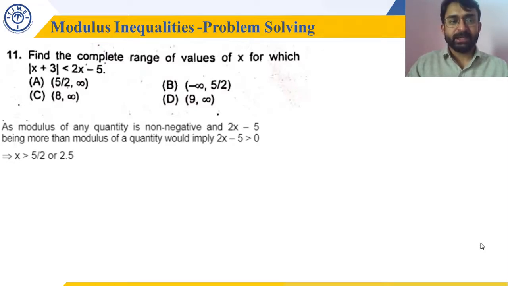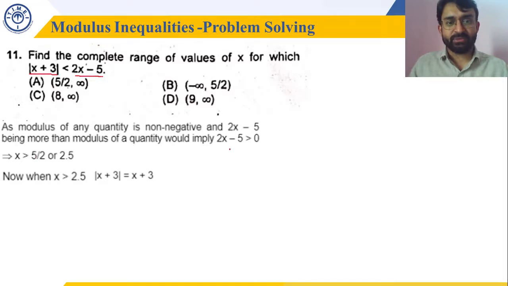I'll repeat it. Mod of x plus 3 is a positive quantity, and this is more than the positive quantity. That means 2x minus 5 is greater than 0. So simply x is greater than 2.5. Am I right? Is that okay?